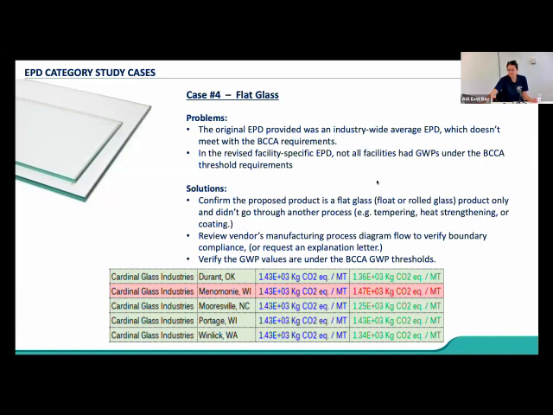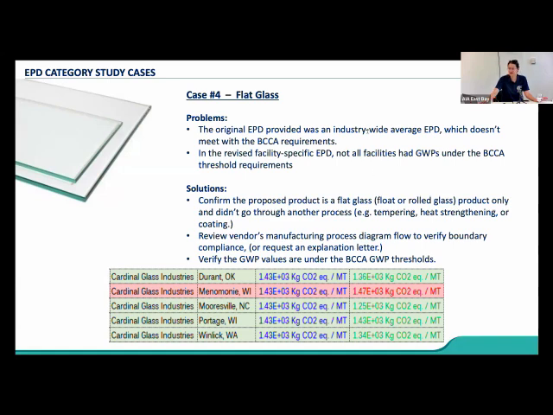Flat glass is also a tricky one, but in a different way. Flat glass is a little challenging in that it's untreated glass, which kind of throws off a lot of projects because most glass that we encounter in commercial and construction has been heat treated or tempered or laminated or whatever, right? So we need to look at, for Buy Clean California, the flat glass, which is untreated.